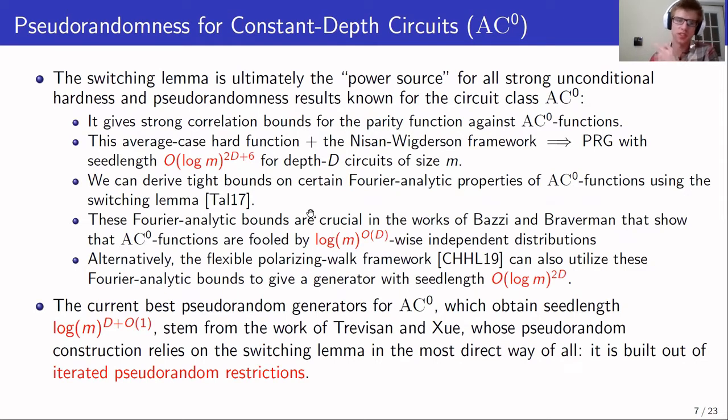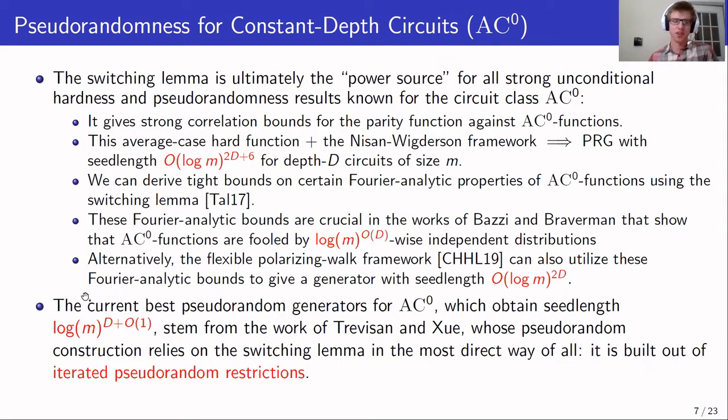And you can use these Fourier analytic bounds to show that AC0 functions are actually fooled simply by k-wise independence, where k is like log m to the O of d. And another thing you could do to get a pseudorandom generator using these Fourier analytic bounds is use the flexible polarizing walk framework. And so in any case, all of these ultimately can attribute their success to the switching lemma.